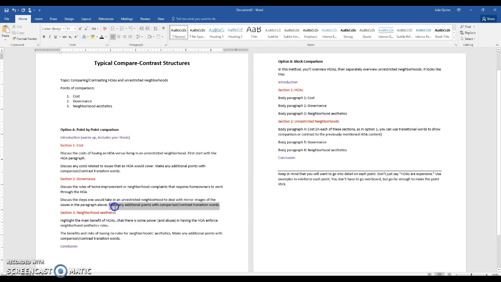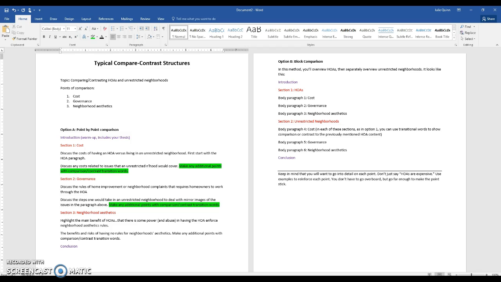An important point, though, is that at the end of the second part of that comparison, you're going to want to use some traditional compare-contrast keywords. It's not just that you list the HOAs and then you list the unrestricted data and you let readers draw their own conclusions. You have to unpack it a little bit. When that unpacking usually happens is in the second point. So you do HOAs first, and then you do unrestricted neighborhoods second. Oh, and that should say unrestricted. Sorry about that.